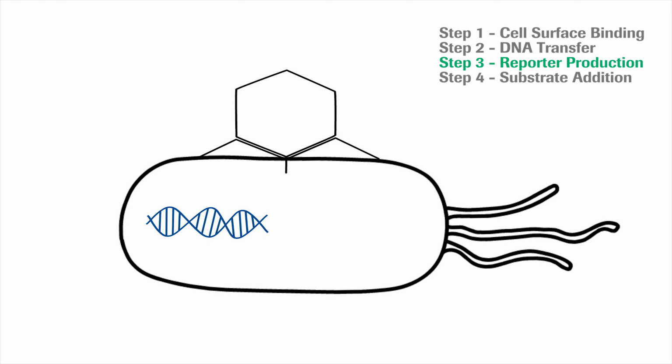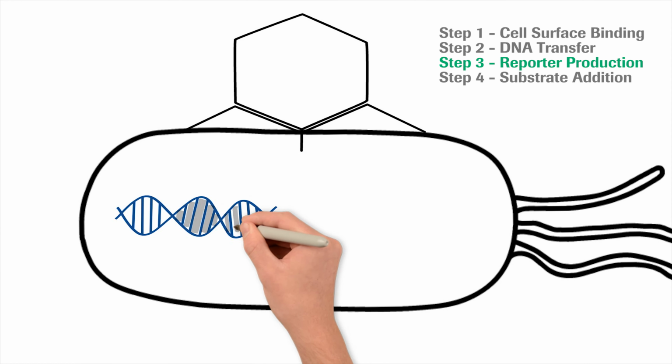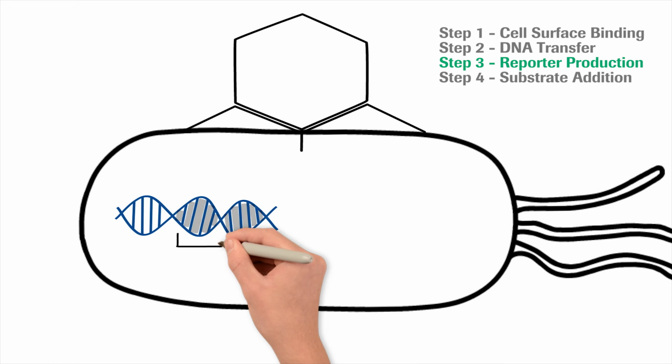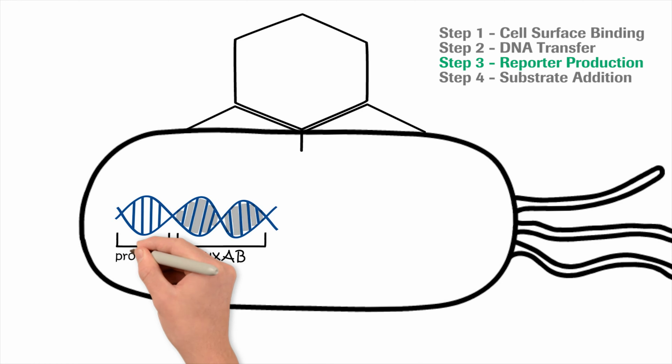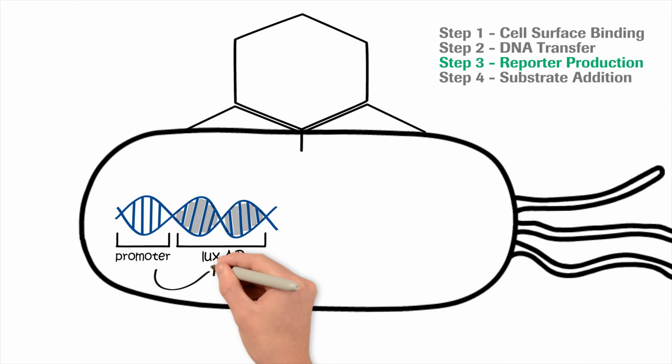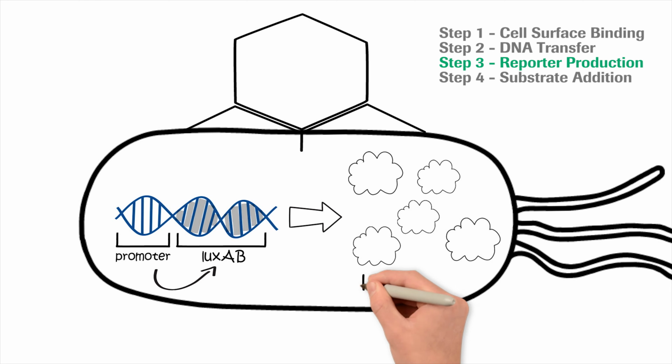Step 3. Reporter production. On this DNA molecule is a specific sequence that encodes bacterial luciferase, a bioluminescent enzyme originally discovered in bacteria. This DNA sequence is noted as LuxAB. Upstream of the LuxAB gene is a promoter, a small sequence of DNA that instructs the cell to express or produce whatever is coded downstream of it, in this case the luciferase protein.